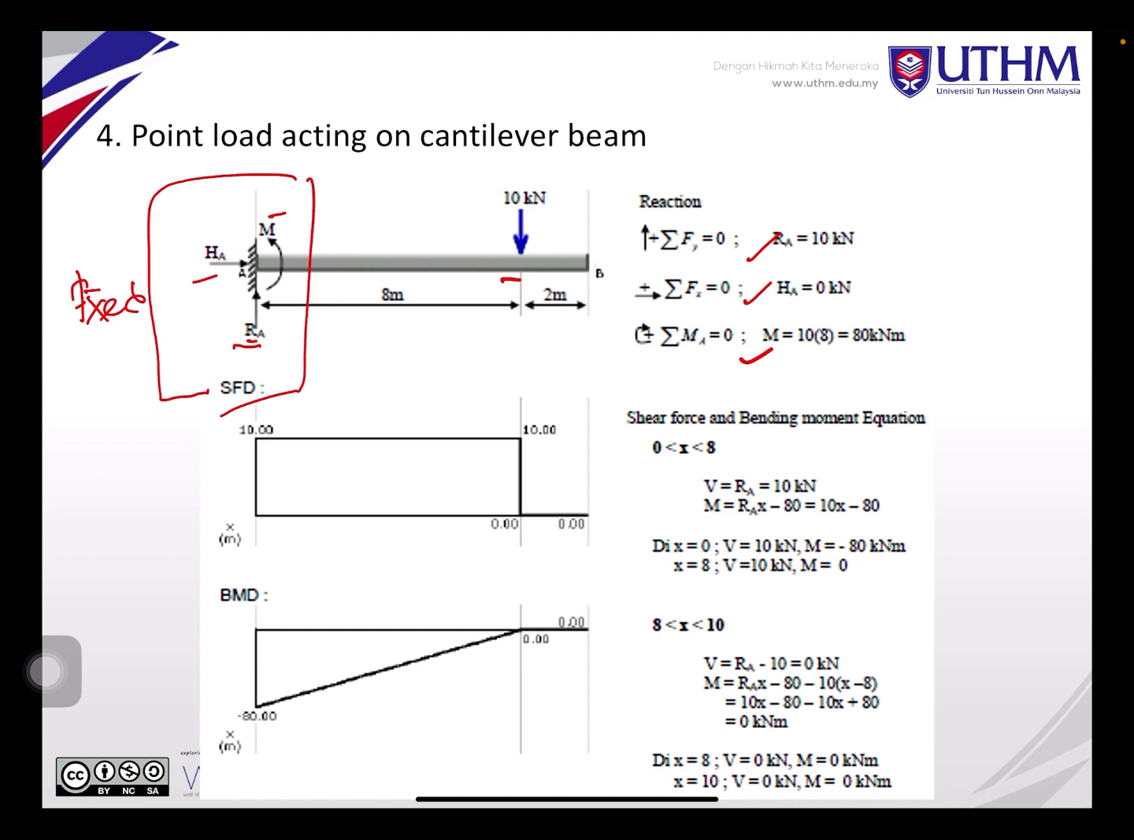After you get these three values, you insert them, then you start to calculate. You cut here and cut here. This is the first cutting, X from 0 to 8, and you generate the equations for V and M. You will get the value. For X in between 8 to 10, you generate the equations, and then you get the value. After you get the values, you plot the graph. That's it. Voila.